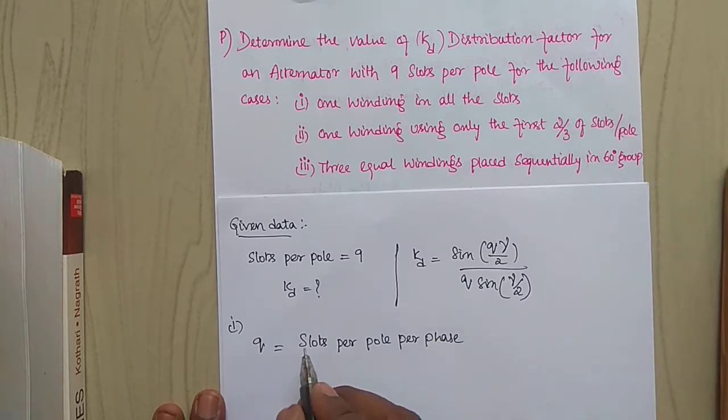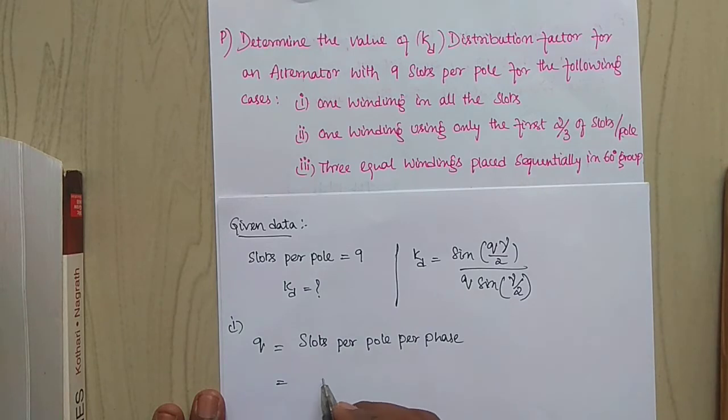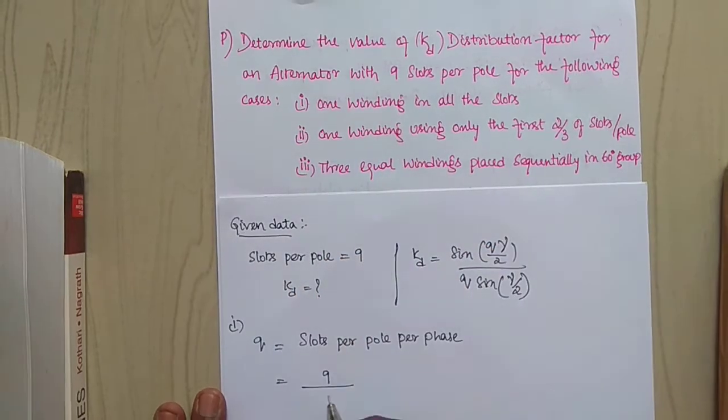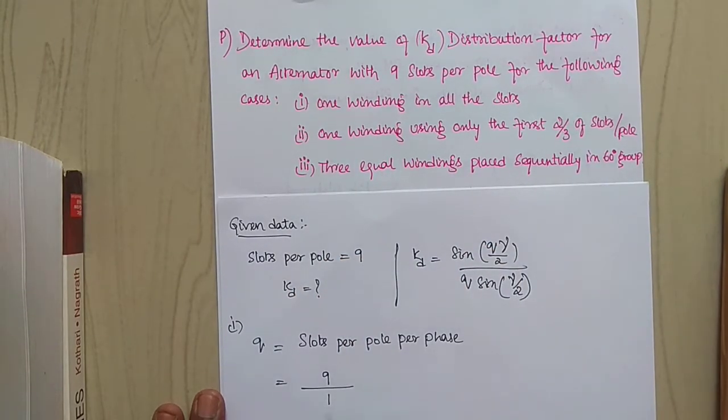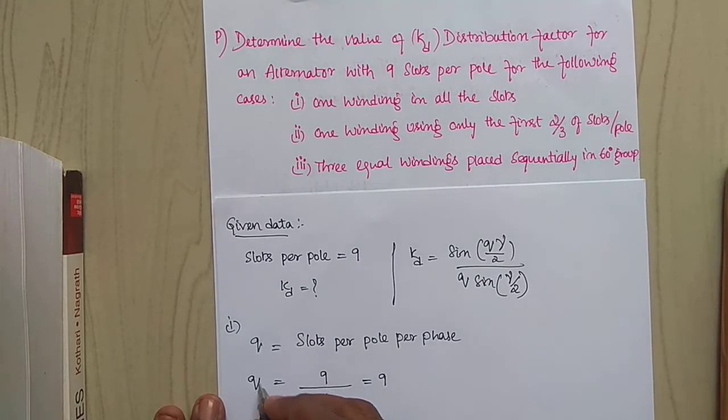So what is the slots per pole per phase? Given data 9 divided by phase. Here only one winding is used, so the phase value is 1. So the Q value is 9 itself. So that is your Q value.